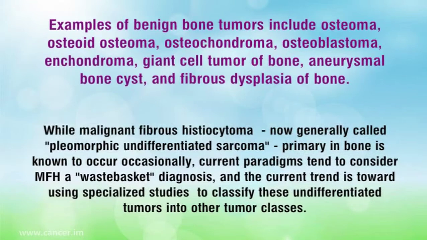While malignant fibrous histiocytoma, now generally called pleomorphic undifferentiated sarcoma, primary in bone, is known to occur occasionally, current paradigms tend to consider MFH a wastebasket diagnosis, and the current trend is toward using specialized studies to classify these undifferentiated tumors into other tumor classes.